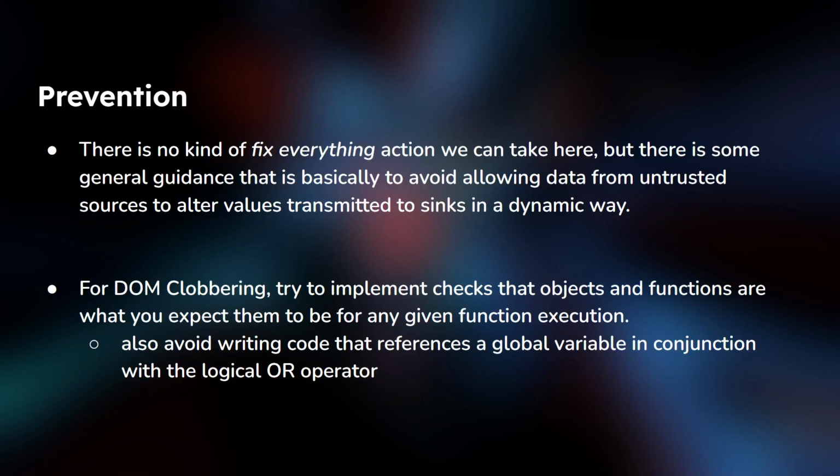So the thing about prevention for at least DOM clobbering, you want to have checks that objects and functions are what you expect them to be. And you also want to avoid writing code that references global variables with the or operator, because that's most of the reason why we can do these kinds of things. And then, because of how wide-reaching these things are, there's no fix-everything task you can do. There's general guidance, but try to really just avoid letting the data coming from those sources alter or be transmitted to sinks in a way that is insecure.